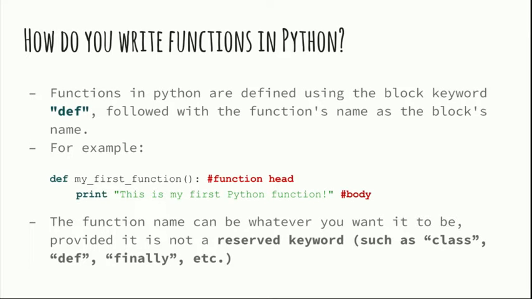How do you write a function in Python now? Functions in Python are defined using the block keyword def, followed by the function's name as the block's name. For example, def my_first_function(), this is the function head. Then print("This is my first Python function") is the body. The function name can be whatever you want it to be, provided it is not a reserved keyword such as class, def, finally, etc.